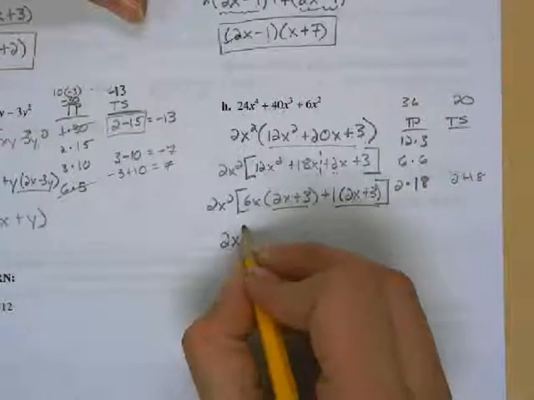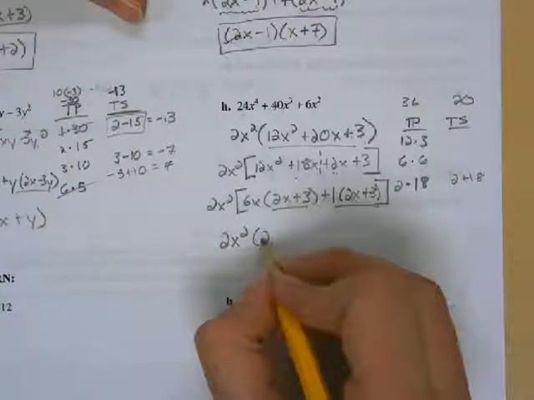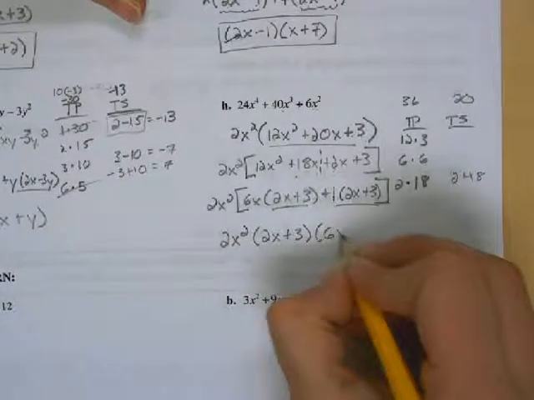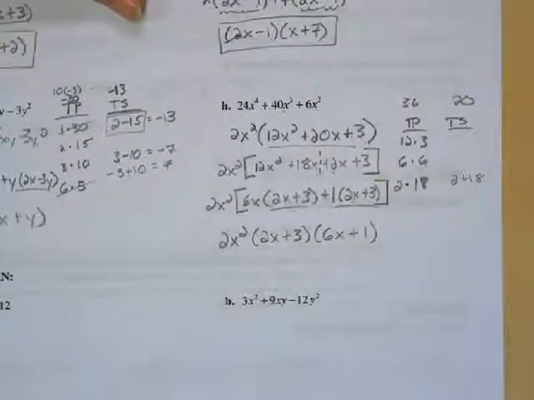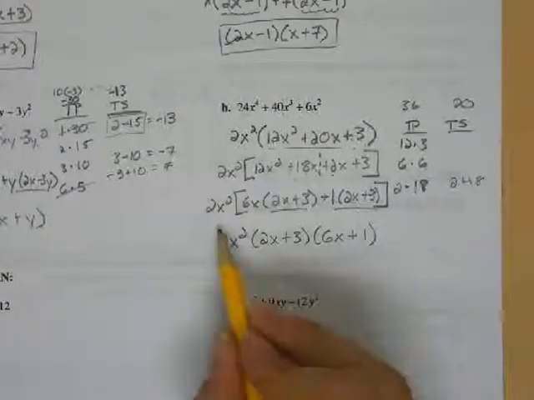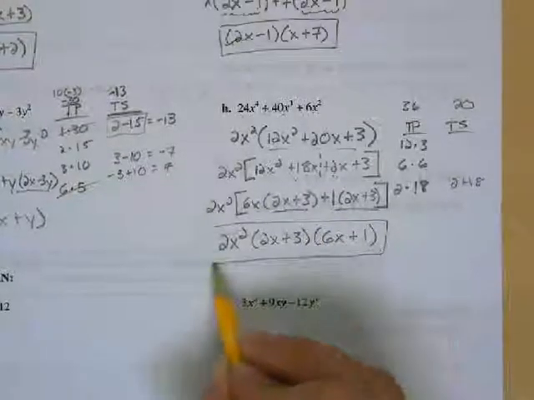2x squared, 2x plus 3, and 6x plus 1. That would be your final answer. 2x squared, 2x plus 3, 6x plus 1.